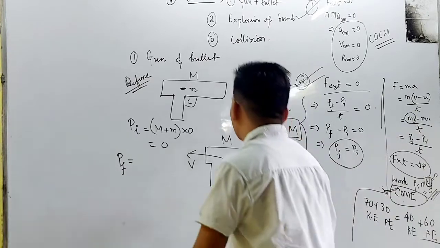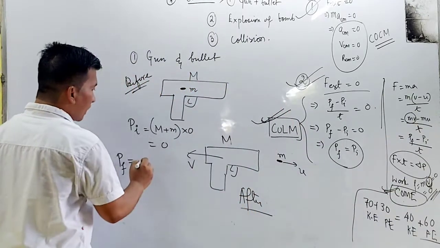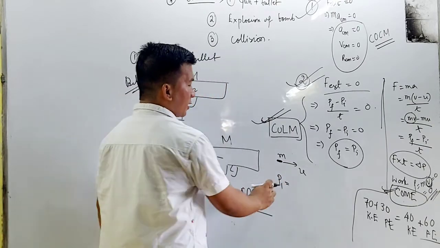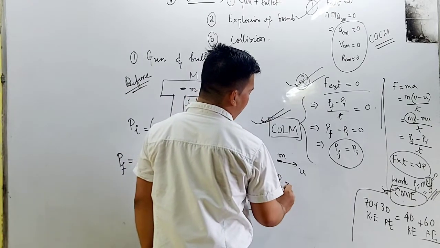Now we consider this to be positive. Again we consider this as P1. Then we put it as P bullet, PB.